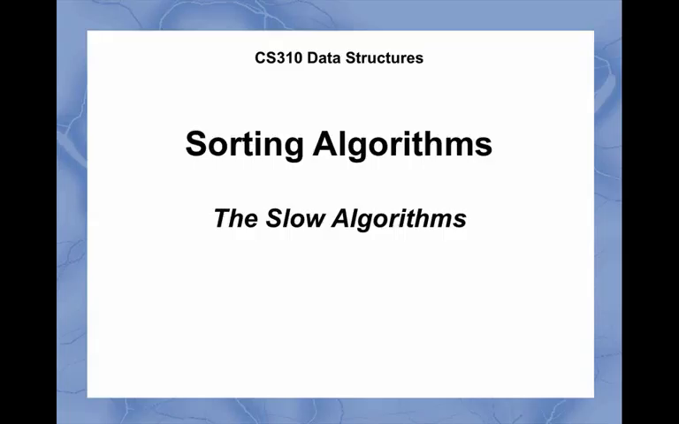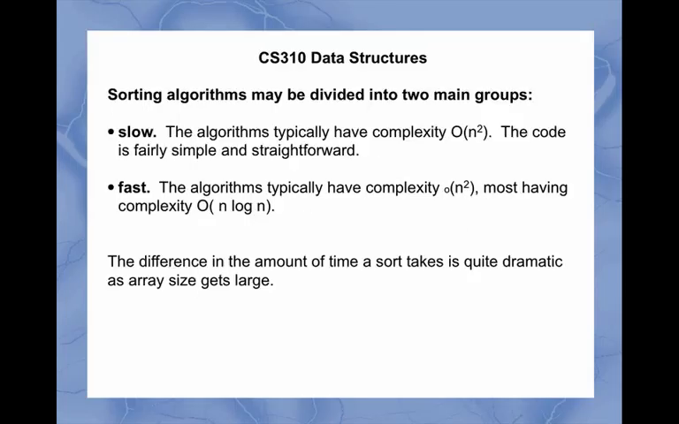In this lecture, we want to begin our examination of sorting algorithms. In this first lecture, we're going to look at the slower sort algorithms. We can divide sorting algorithms into two broad groups: slow algorithms that typically have complexity big O of n squared in all cases, and fast algorithms that are in little o of n squared, or they are faster than n squared. Typically, these are n log n.